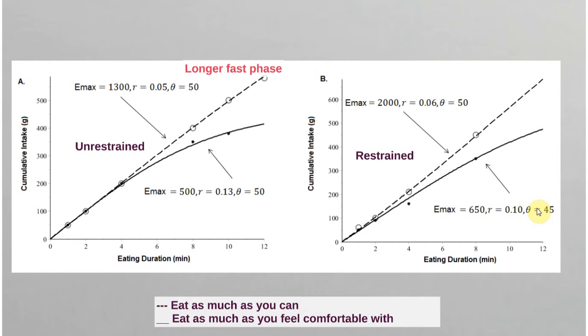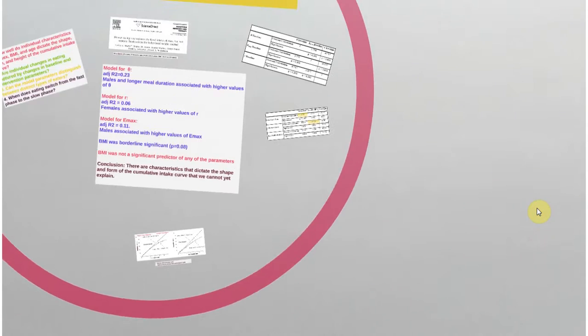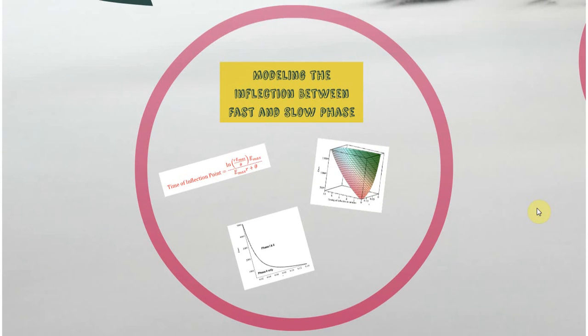What does this tell us? Well, there's a longer fast phase in the unrestrained eaters, and once they're directed to eat as much as they can, they have a higher max capacity of eating. Like the deprived water rats, rats that were deprived of water.